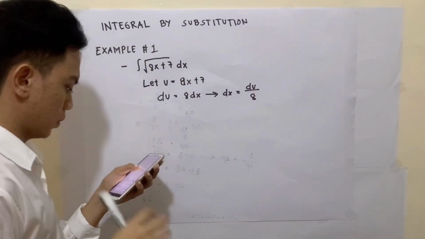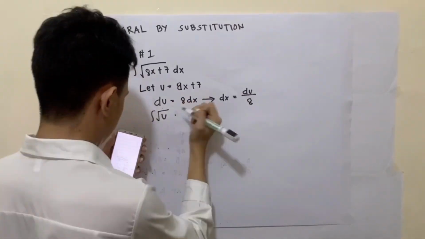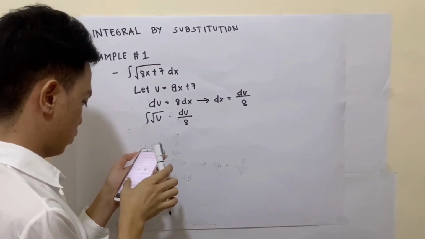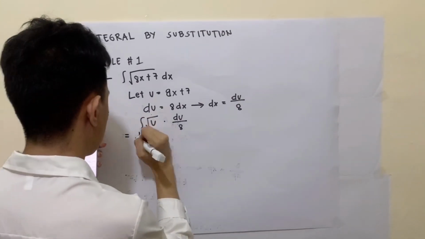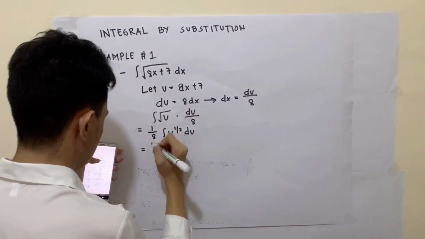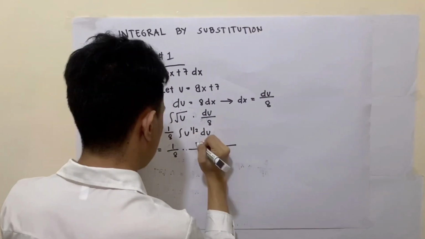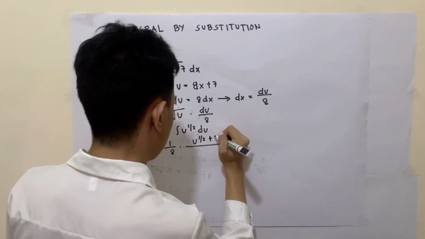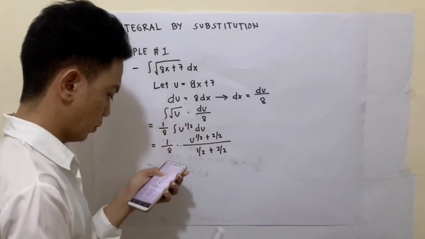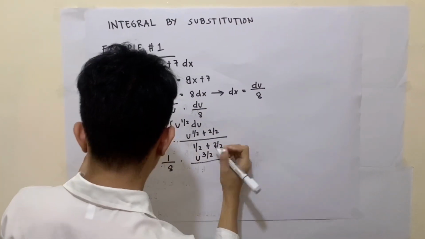So, let's now substitute. The integral of square root of u times du over 8, let's separate 1 over 8 as our constant, times the integral of u raised to 1/2 du. We can now integrate. We'll have 1/8 times u raised to 1/2 plus 1, which is 2 over 2, all over 1/2 plus 2 over 2. Then, we'll get 1/8 times u raised to 3 over 2 over 3 over 2.